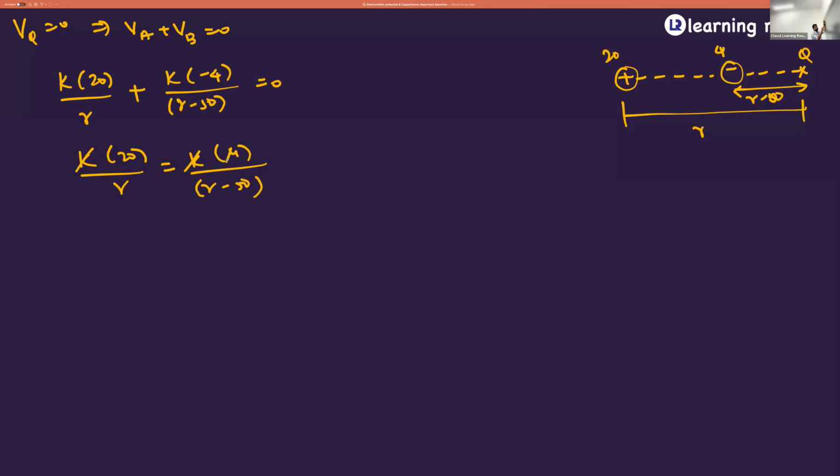K and K will get cancelled. So 4 will cancel 20, 5 times. So 5R minus 250 is equal to R, which implies 4R is equal to 250. Then what is the value of R? R will be 250 by 4, or 125 divided by 2 centimeter.